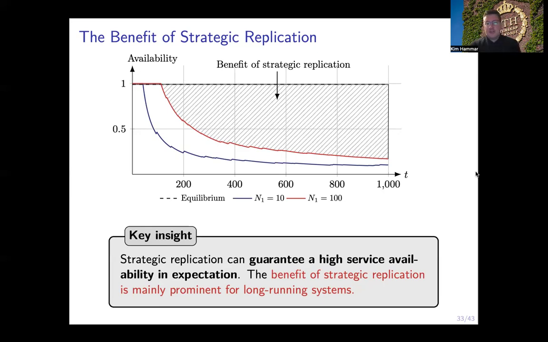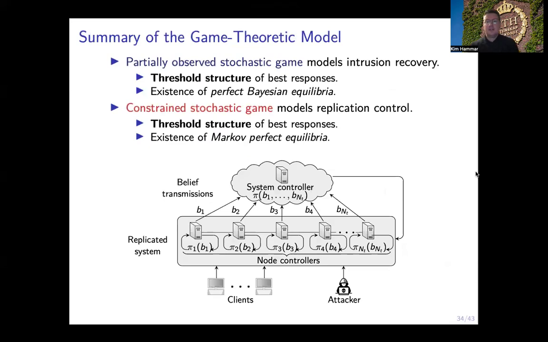So in conclusion, if you have an intrusion-tolerant system that is going to run for a long period of time, and you have service level agreements that you must fulfill, then there's a significant gain in using a game-theoretic replication strategy as opposed to a heuristic strategy. So to summarize the model, it is a two-level game. On the local level, we model intrusion recovery at every node using a partially observed stochastic game. And on the global level, we model replication control using a constrained stochastic game.